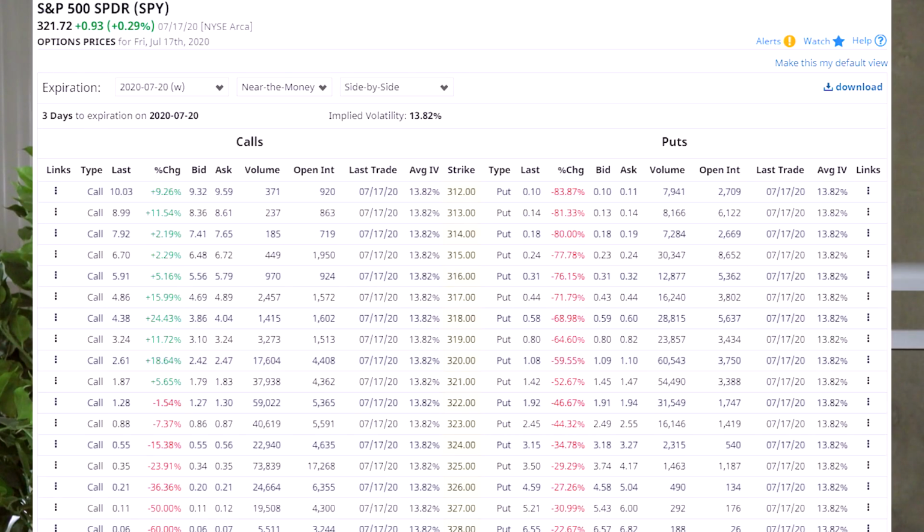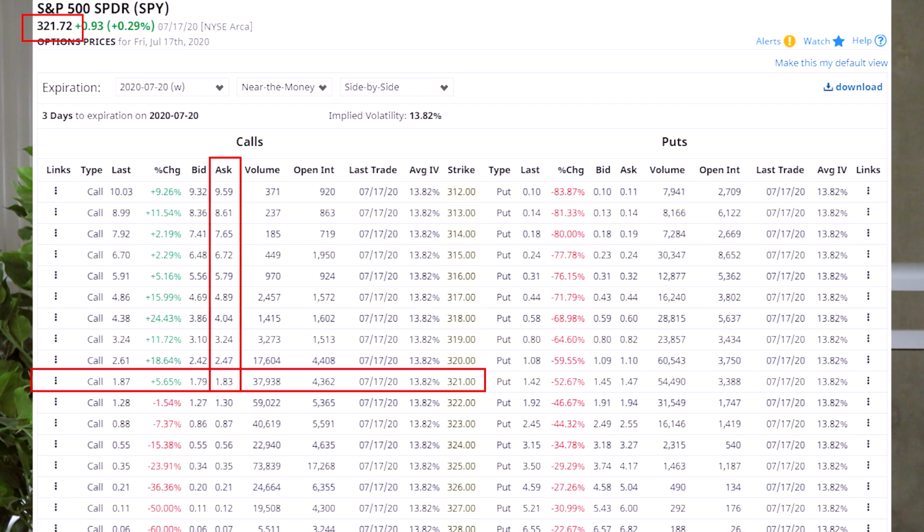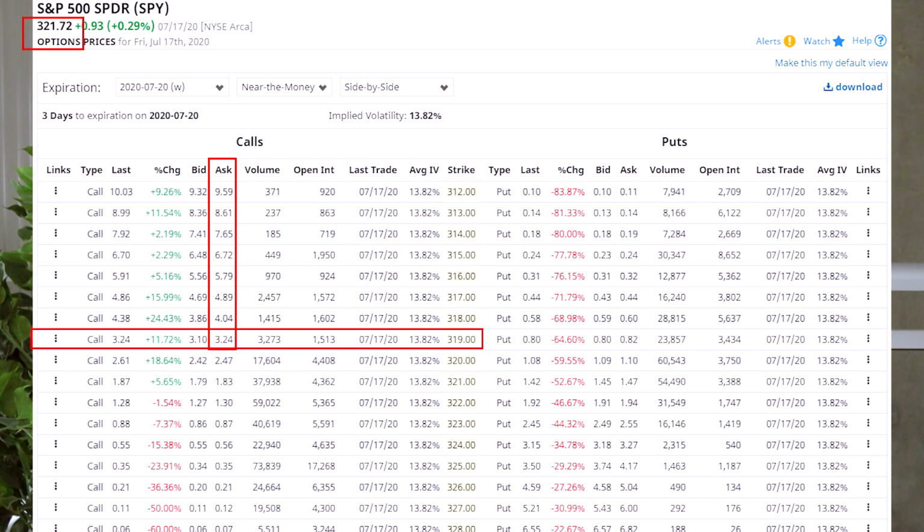I've briefly explained how to read an option table in my previous video, so I won't be repeating it here. But looking at SPY, it is currently at 321.72. If we look at the 321 strike, that means it's in the money. We can make at least 72 cents per share on this option. I expect this option to be worth at least 72 cents. As you can see, it is 1.83. Looking at the 319 strike, we're deeper in the money.